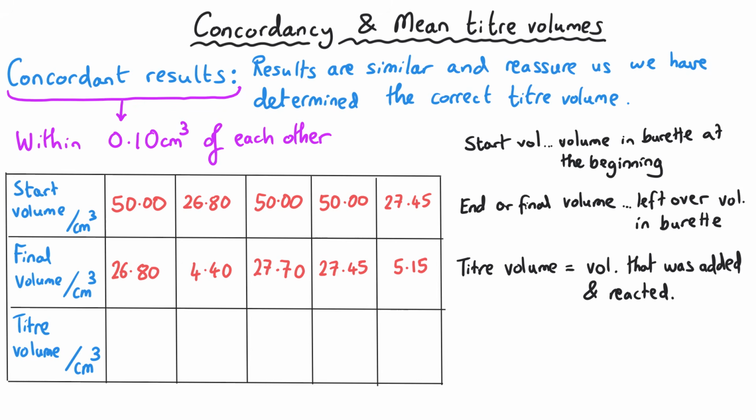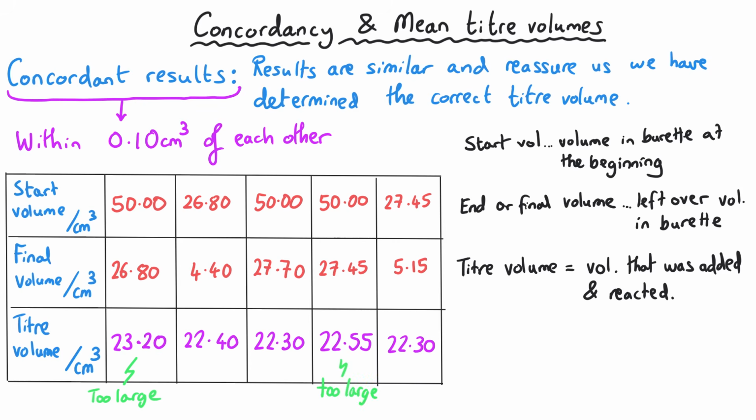Titre volumes are the difference between each reading. And so if you look at the first one, we've got 23.20 is the difference between these two numbers. That's our rough value. The next one, the difference is 22.40. The next one, the difference is 22.30, then 22.55, then 22.30. So we've done a total of 5 titrations. The first one was too big because we didn't know exactly what we were aiming for. The other 4 are quite close together. However, reading number 4 for the titre volume, 22.55, is a little bit too large. Looks like we overshot somehow again.